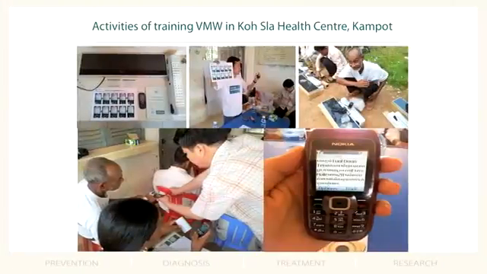And this is an activity where we train VMWs at Kosala Health Center in Kampot province. And this is the equipment that we provide to the VMWs. We have a solar charger, this is the phone, and this is a guideline for using the SMS, and the lights that are charged from the solar charger.